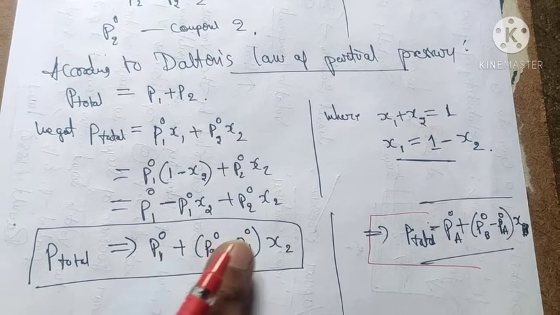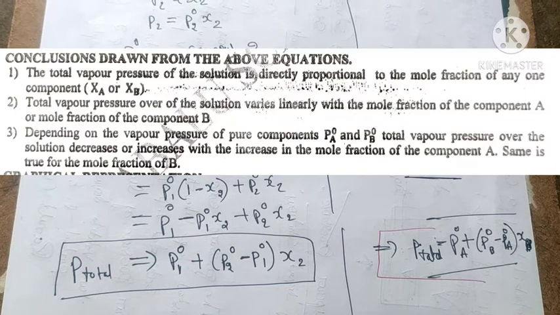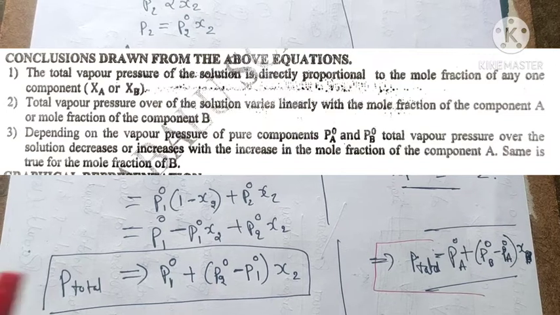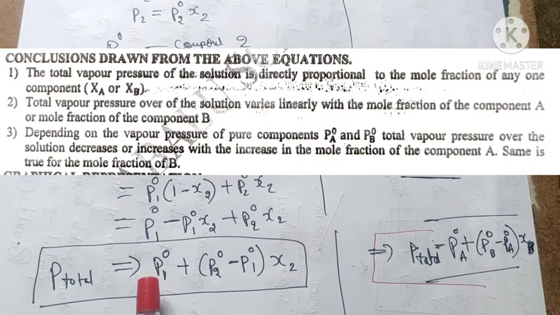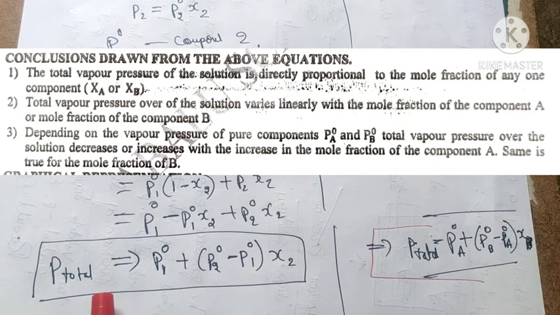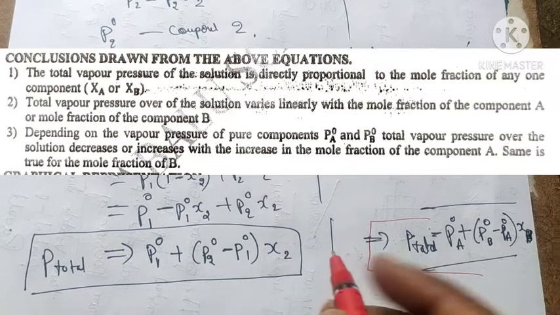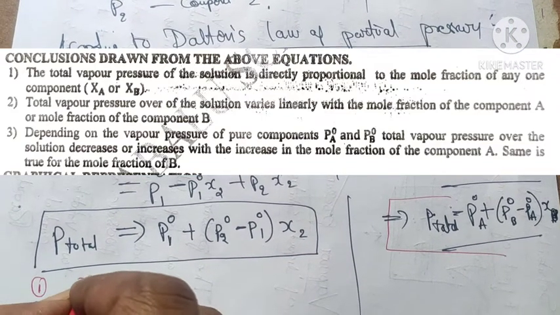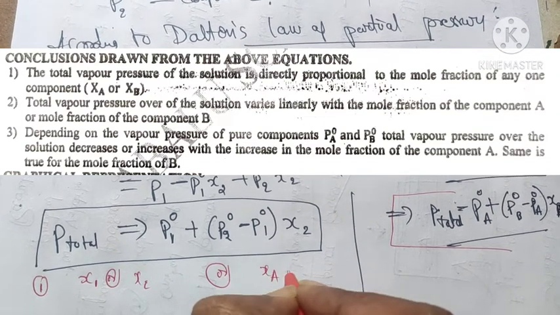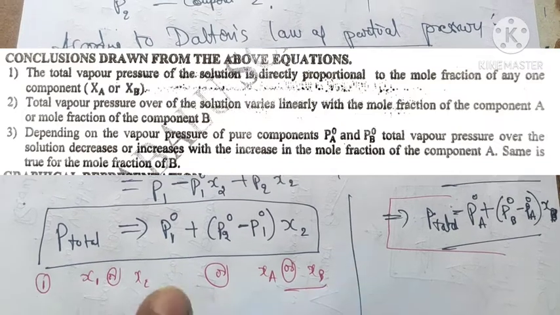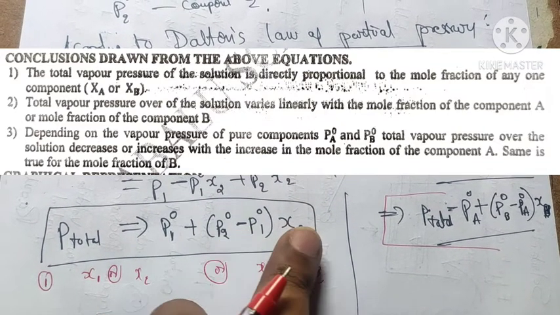Conclusion: we draw three important points from the above equation. What are the three important conclusions? See here, this is the equation. The first point is that the total vapor pressure of the solution is directly proportional to the mole fraction of any one component, either x1 or x2, or xa or xb.